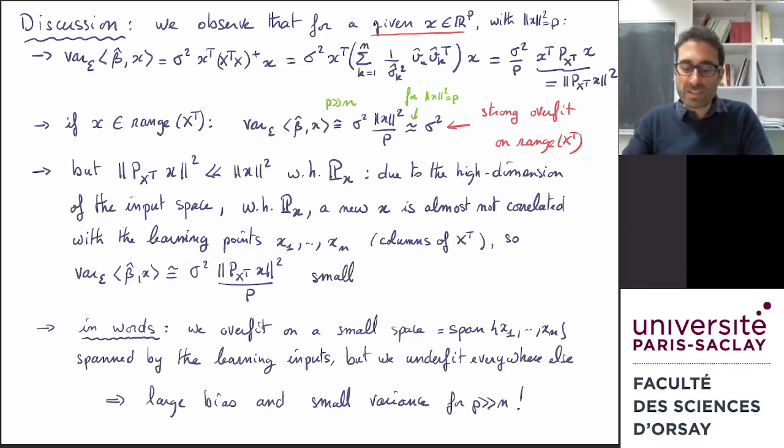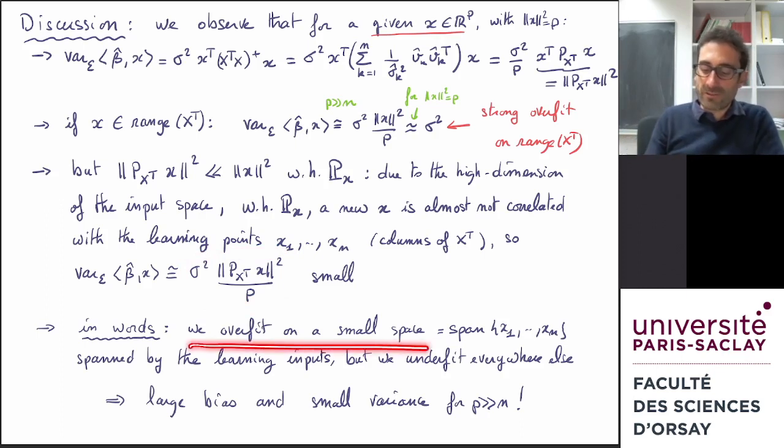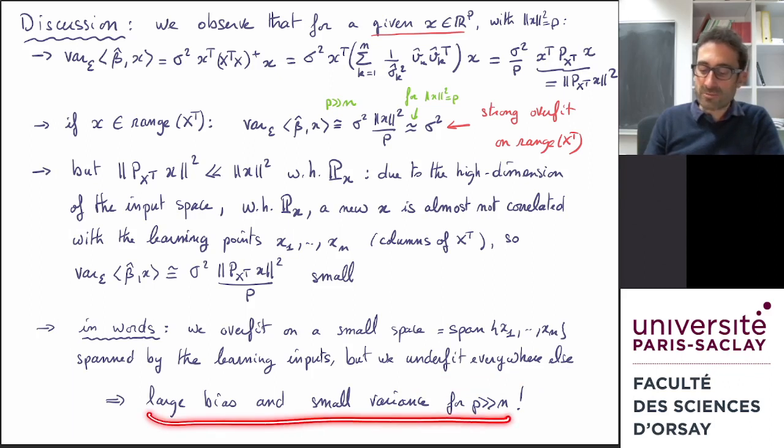So to summarize what we have discussed, we overfit on a small space, which is the space spanned by the learning inputs, but we underfit everywhere else. And for this reason, we will have a large bias and a small variance when p is large compared to n.